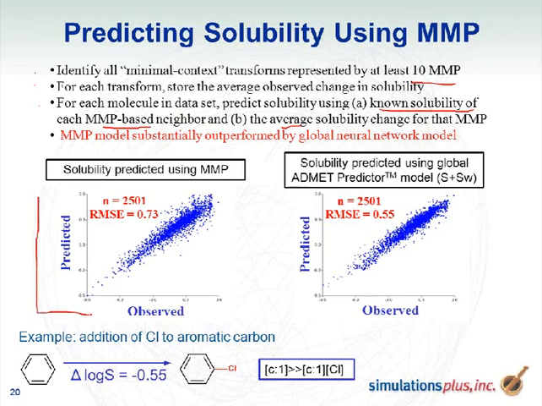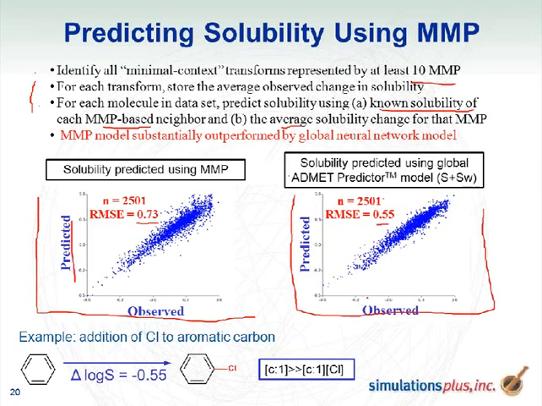In this chart on the left, this is the prediction as explained by these two steps versus the observed value. We certainly get a nice trend, so the predictions get the trend right, but the root mean square error is 0.73. We can compare that to predictions from our global solubility model in ADMET Predictor, and for these 2,500 compounds, it has an RMSE of 0.55. So certainly the global model outperformed the MMP model. This was just a single atom context, an aromatic carbon.